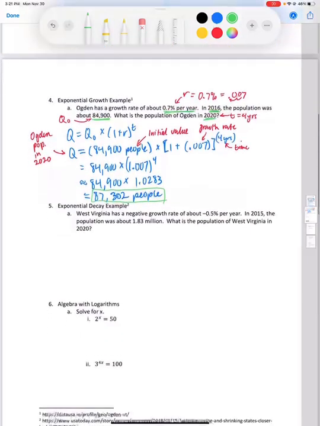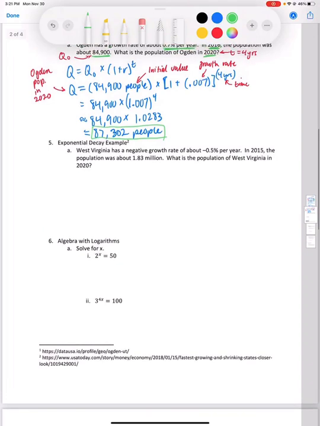Let's go on to an exponential decay example. Okay, West Virginia has a negative growth rate. It grows negatively about 0.5% per year, so it loses that many people per year. In 2015, the population was about 1.83 million. What was the population of West Virginia in 2020? Okay, so we're going to have our formula, the quantity that we want, the initial value, the rate of growth, which is negative in this case, and time.